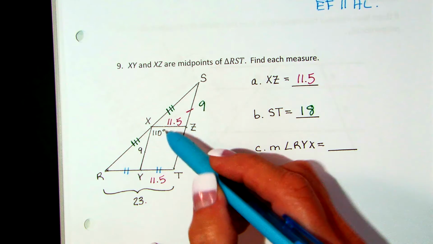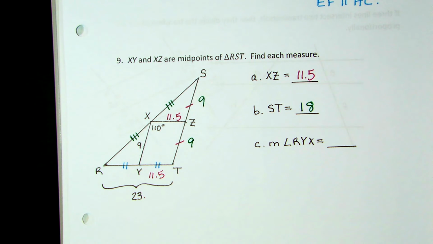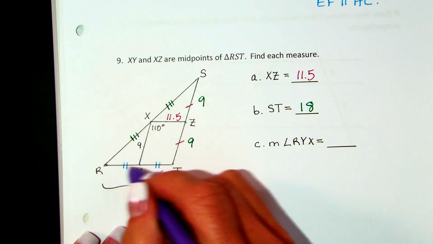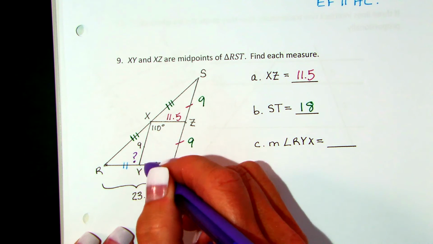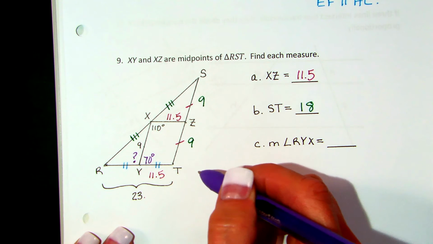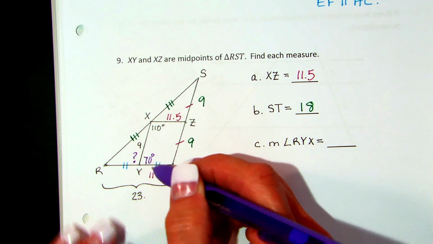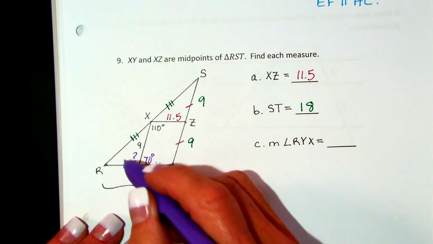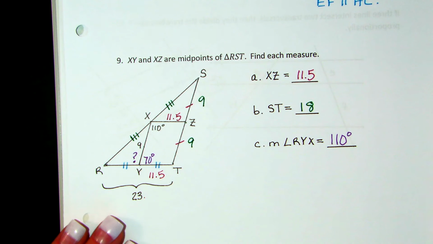So we do know that this is a parallelogram because both pairs of opposite sides are congruent. So if we're looking for angle RYX, we're looking for this angle, and this is a parallelogram, then we know that these two would be supplementary. So this one is also supplementary to this one. So if 2 angles are supplementary to the same angle, then they're congruent. So this angle would be 110 degrees.